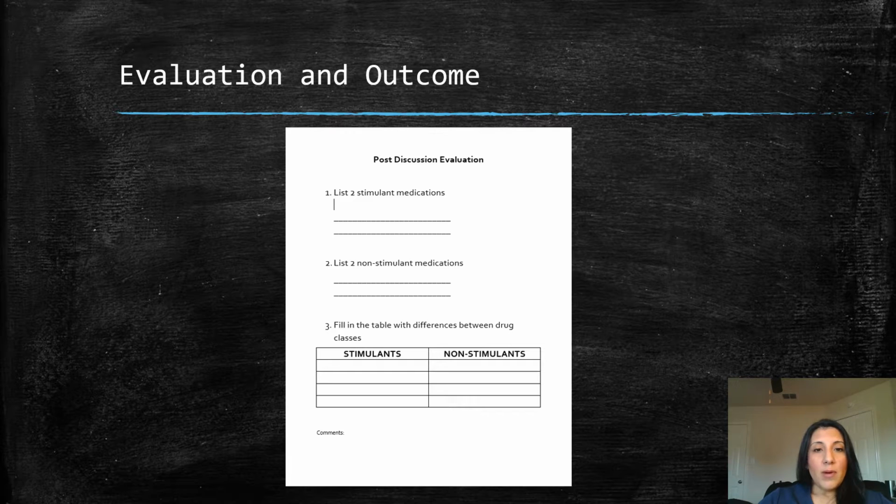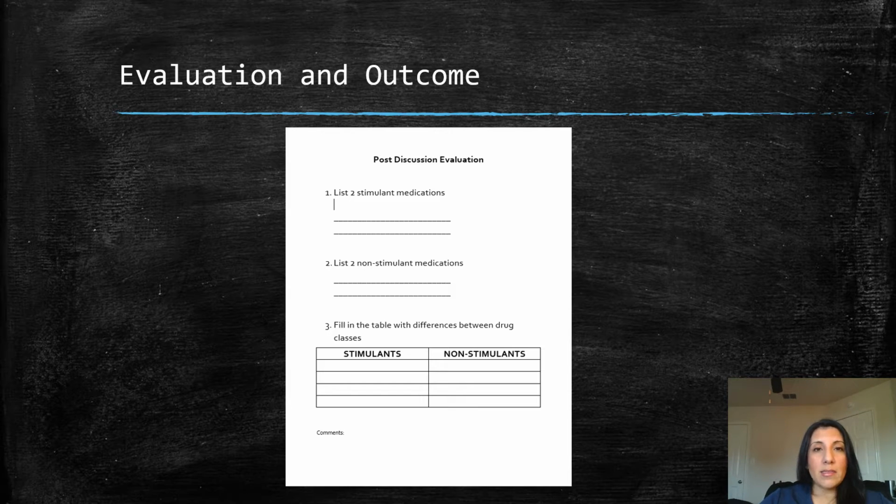This is the post-discussion evaluation that is given to the nurses once the presentation has been completed. I do ask that they give 2 examples of stimulants and 2 examples of non-stimulant medications, along with filling in the chart that compares the 2 different medications.